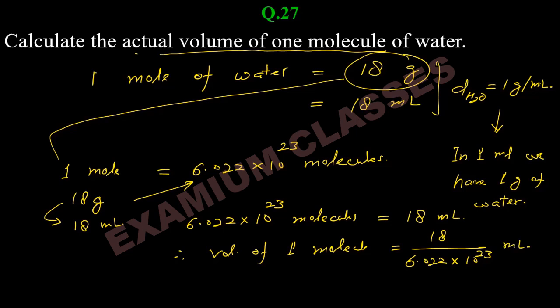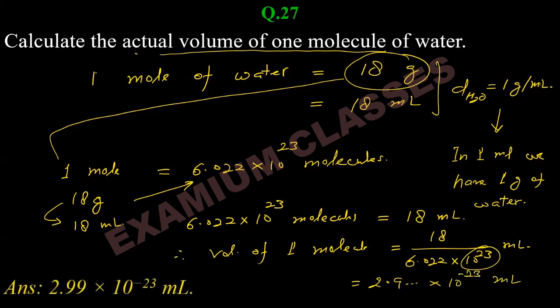Now 18 by 6 would have been 3, but this is greater than 6, so it will be slightly less than 3. It will be 2.9 something into, when 10 power 23 goes to the numerator, 10 to the power minus 23 milliliter. That is the answer. Kshitij has given me the correct answer already. Good.